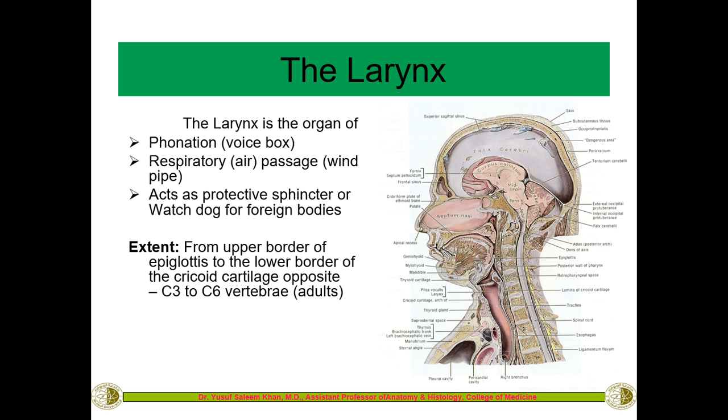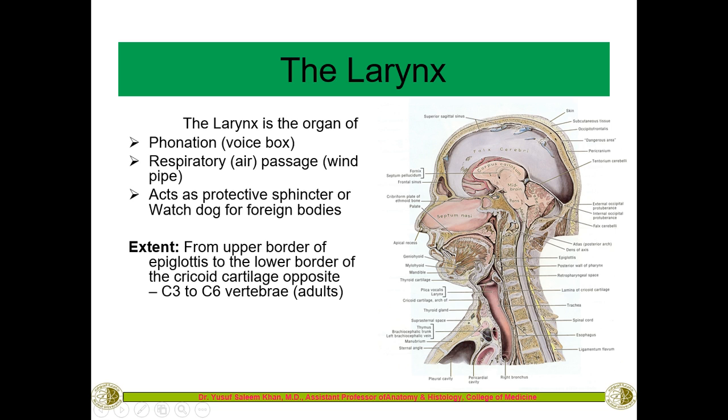So the larynx extends from the upper border of the epiglottis to the lower border of the cricoid cartilage. In relation to the vertebrae, it begins from the C3 vertebra, the third cervical vertebra. If you can see here, it is numbered as 2. So this is the third cervical vertebra. It extends from the third cervical vertebra up to the 6th, mentioned here as 6th. So it extends up to the 6th cervical vertebra.